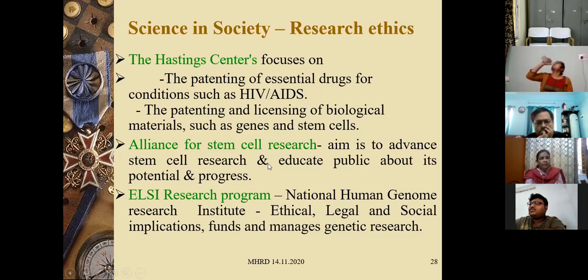Then for stem cell research also, there has been an alliance, and their main aim is to advance stem cell research and educate the public about its potential and progress. So they are not involved in filing for patents. Then there is the ELSI research program. E stands for ethical, L for legal, S for social, I for implications. So this is the Ethical, Legal, Social Implications Research Program, which is looking after the National Human Genome aspect. So this manages the genetic research.